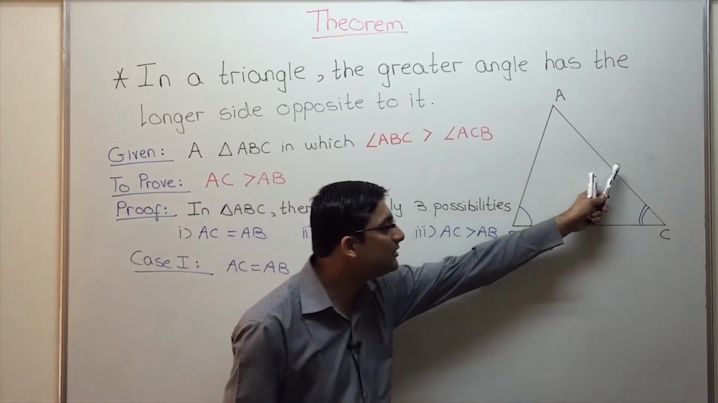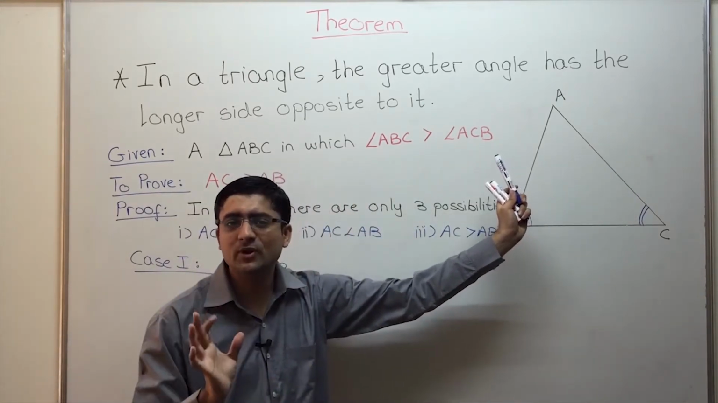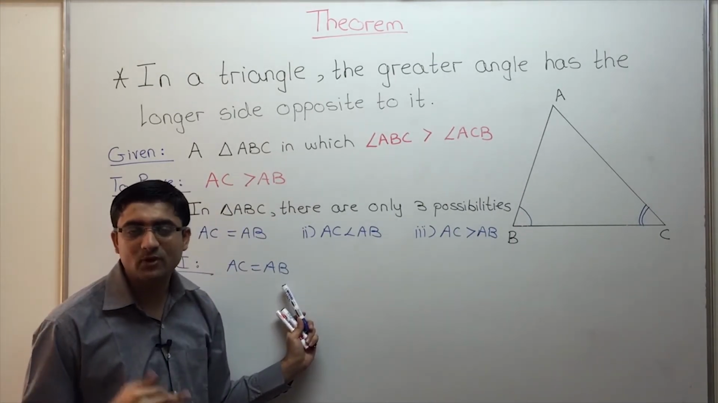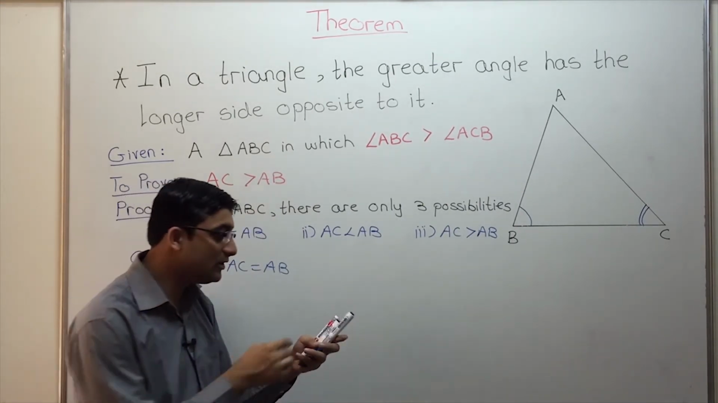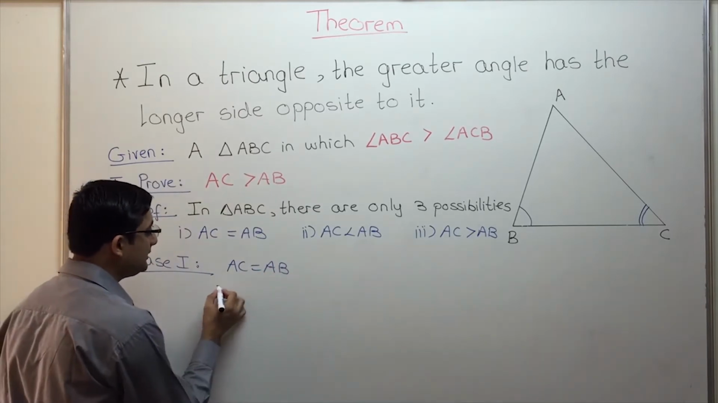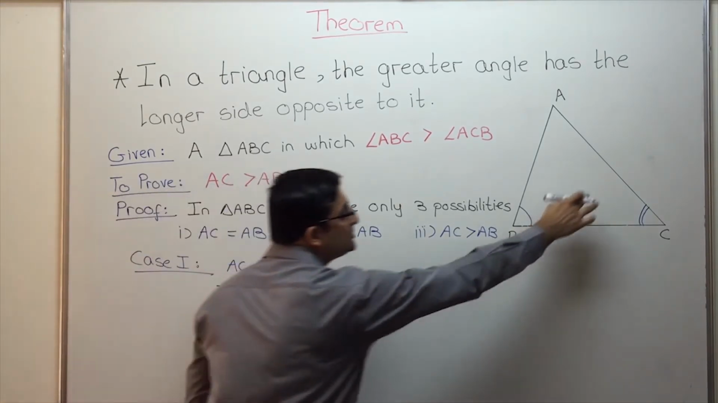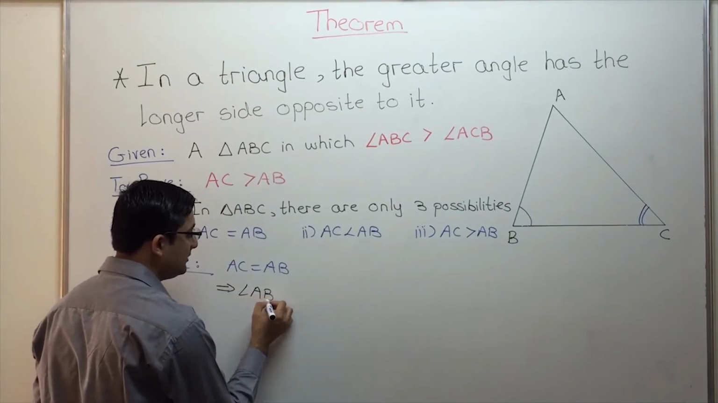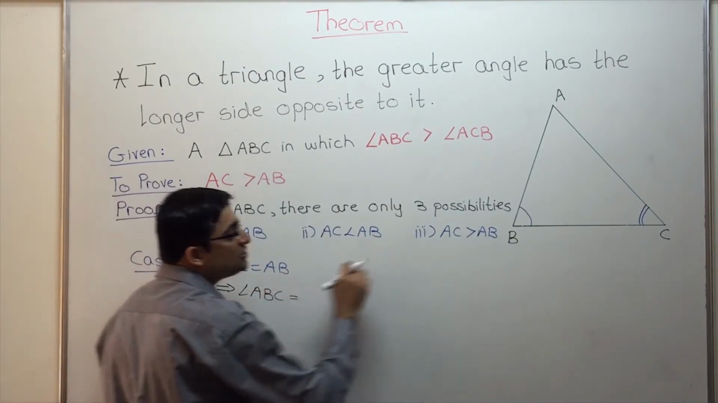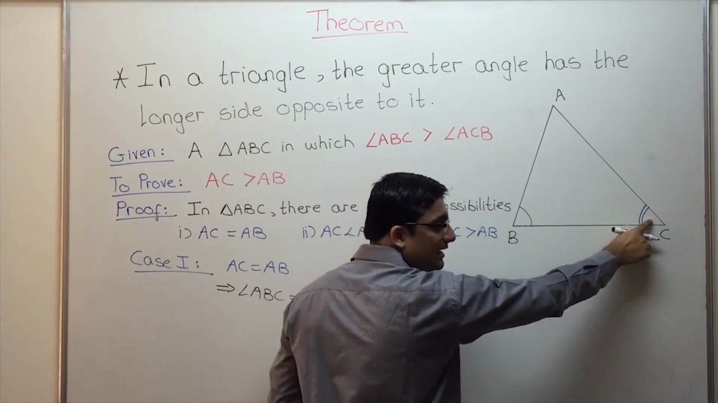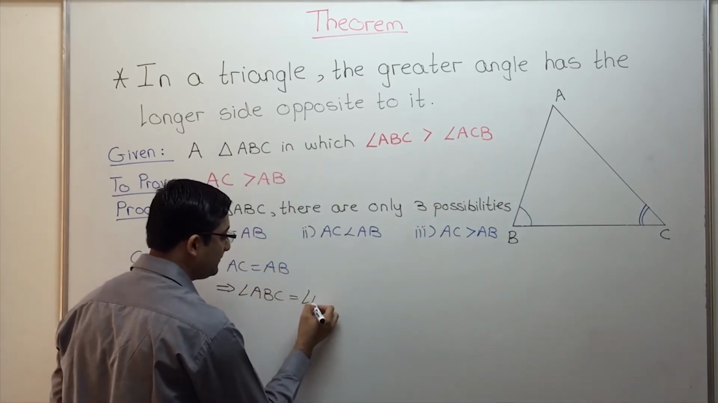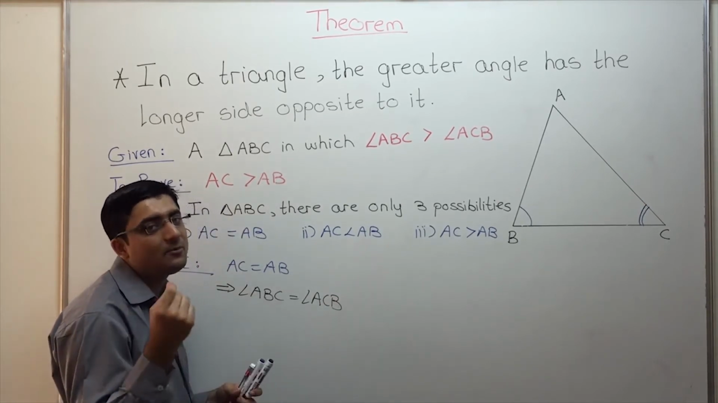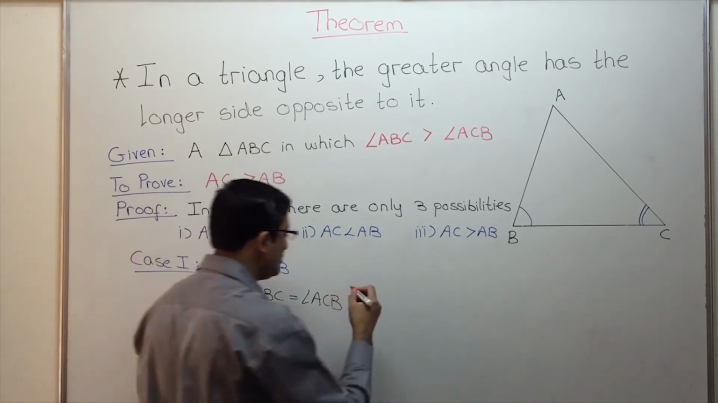See, in a triangle, the moment two sides are equal, what do we know? Angles opposite to them are equal. I repeat, in a triangle if two sides are equal, what does that mean? Angles opposite to them are equal. So if AC is equal to AB, this implies the angle opposite to AC, this angle B, that is angle ABC, will be equal to the angle opposite to AB. What is the angle opposite to AB? Angle C, that is angle ACB. What is the reason behind this? In a triangle, angles opposite equal sides are equal. So mention it over here.